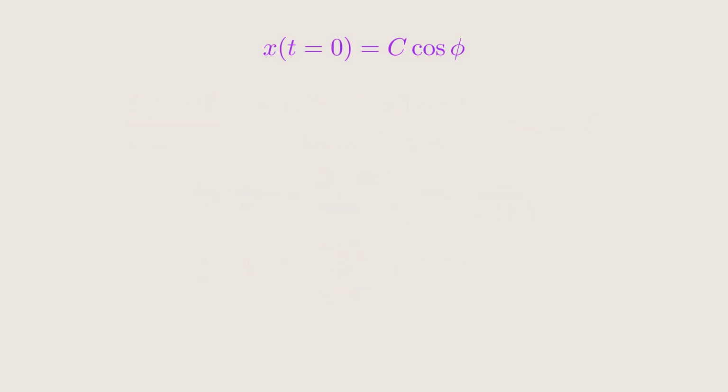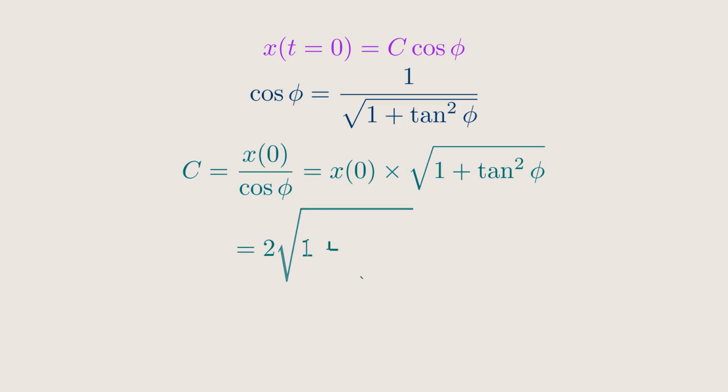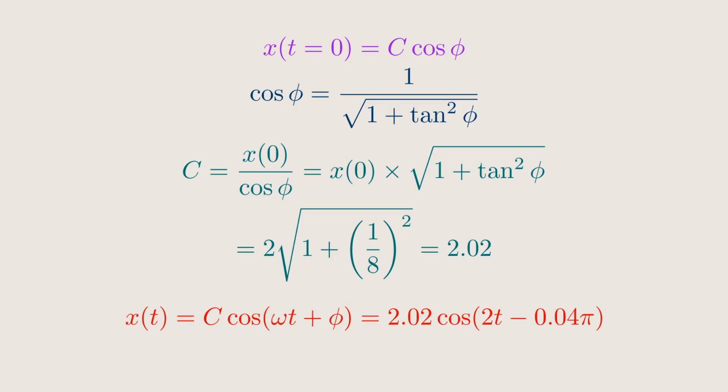The position x at t equals 0 is equal to c times cosine of phi. By invoking the trigonometric identity between cosine and tangent, we can calculate c. It turns out that the amplitude is equal to 2.02. Now it is convenient to write down x of t, and what's left for us is plotting the curve.